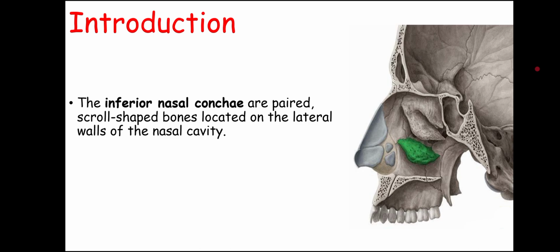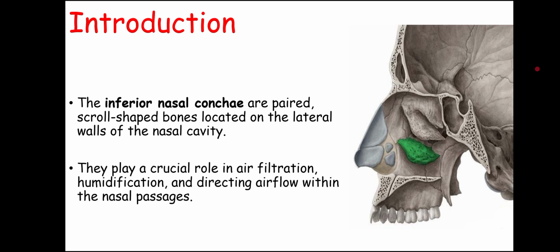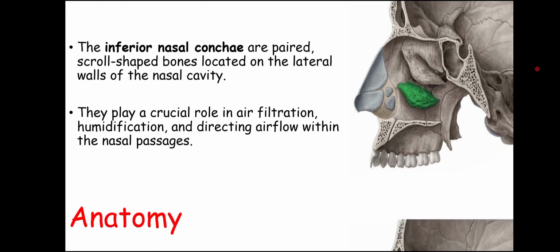Inferior nasal conchi are paired bones. That means there are two inferior nasal conchi in every skull, and they are scroll-shaped bones that are located on the lateral wall of the nasal cavity. They play a crucial role in air filtration, humidification, and directing airflow within the nasal passages.